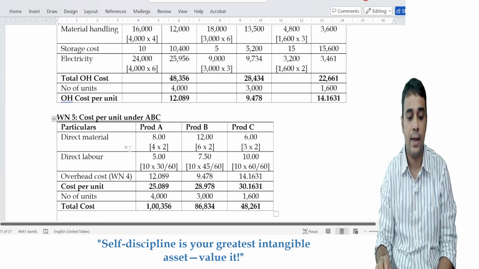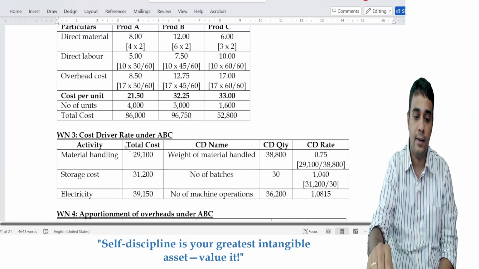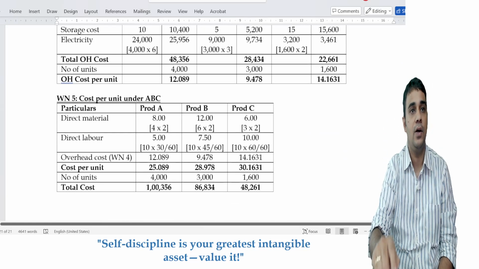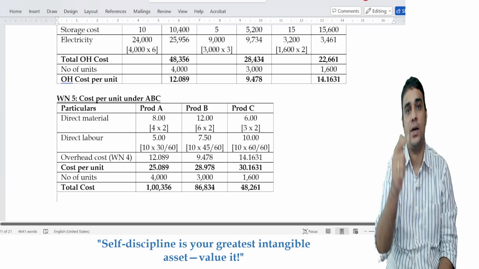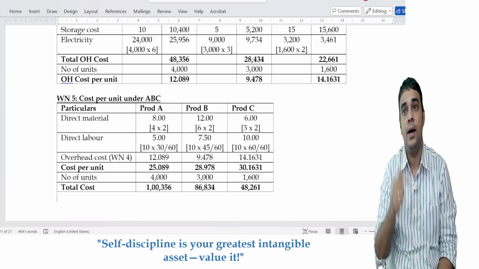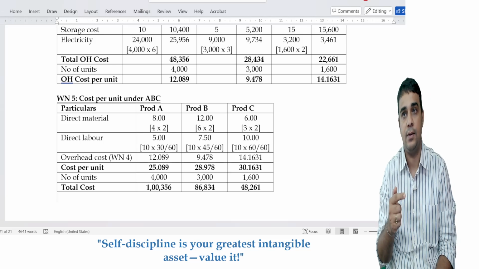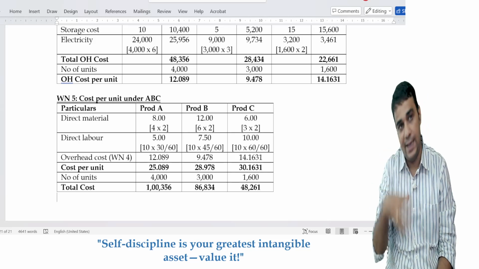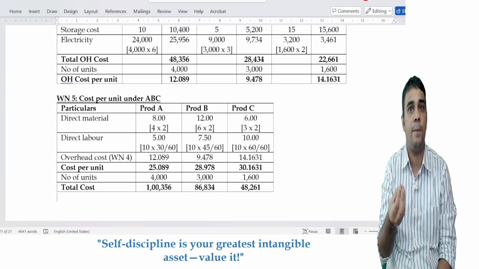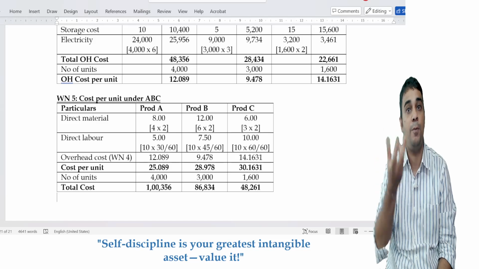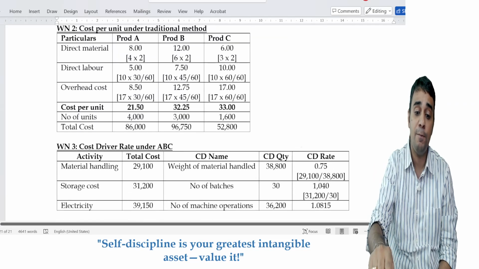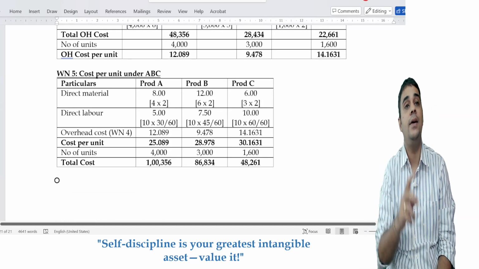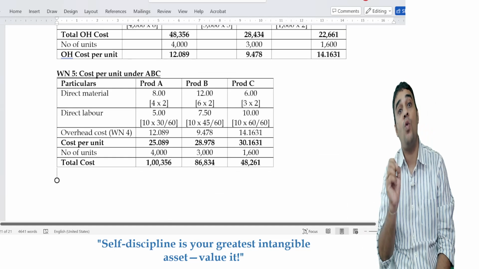And ultimately we calculate product A: traditional says 21, which is wrong, accurate is 25. So product A you were undercosting earlier. Undercosting will lead to underpricing, which means you will not be able to make profits. Sales will be there whenever I underprice any product, but profits will not be there. Second product, traditional says 32. The real cost is only 28. So product B, you were overpricing it earlier.